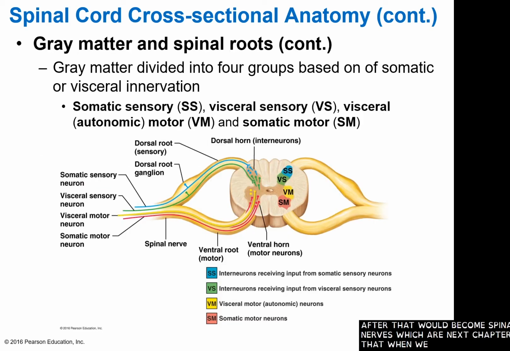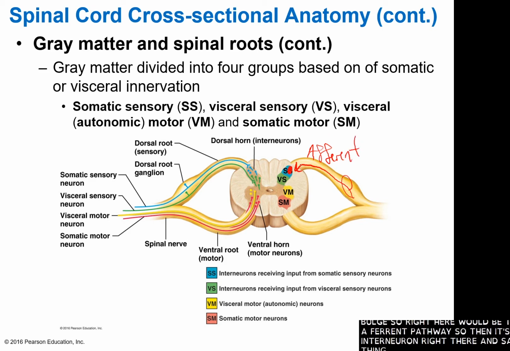So now when we break down those horns, this is how they break down. And you guys have this image to fill in your workbooks too. So here, this is the somatic sensory, blue, or SS. So it's your muscles, your tendons, your ligaments, the sensory input from them coming in. So right here we see this bulge. So right here would be the afferent pathway. So then it hits an interneuron right there, and same thing with all the sensory input from your organs.